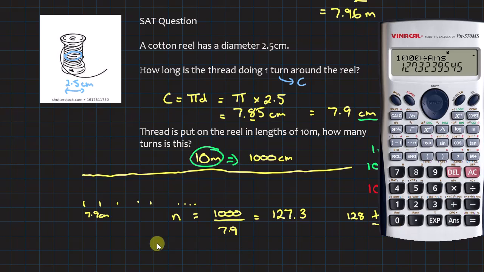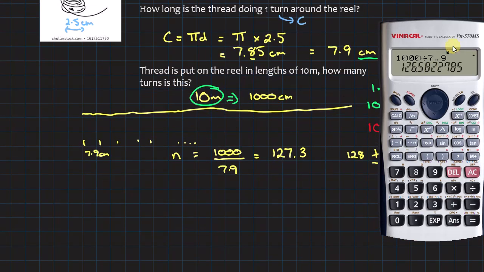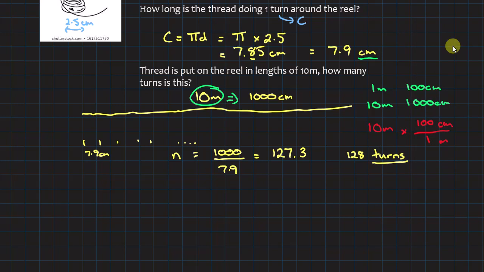Just to see the difference with what I was talking about with the error. If I do 1,000 divided by 7.9, we're now saying that there's 127 turns, a difference of about 2.5 centimetres. Okay, so these are the sorts of questions you're expected to cover in the next exercise.